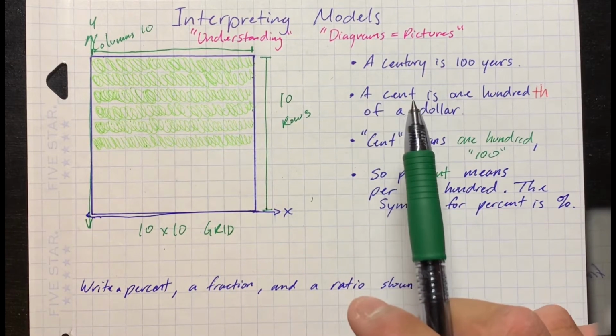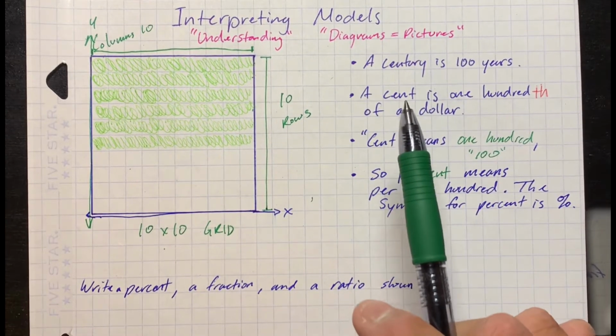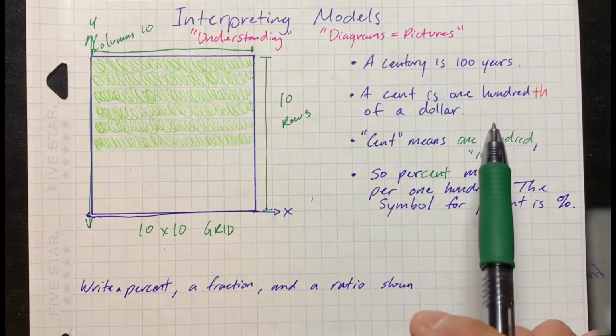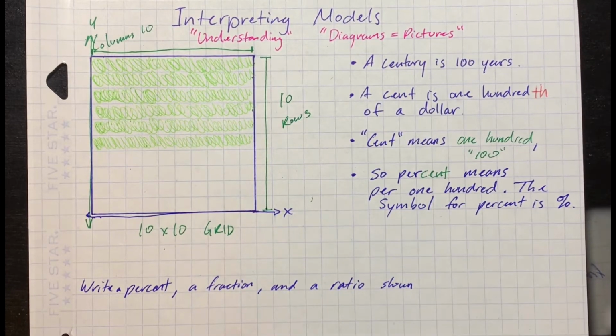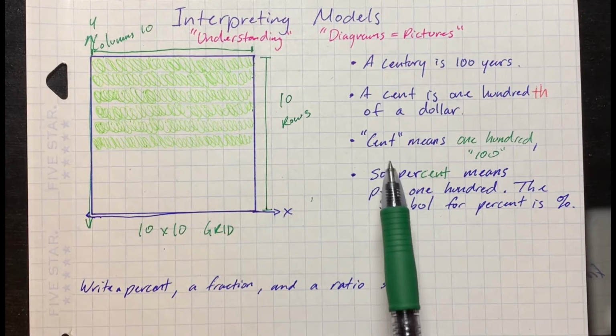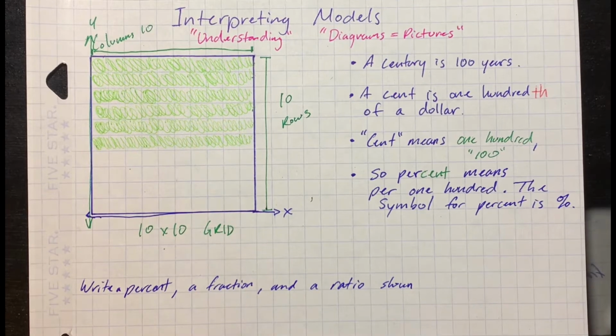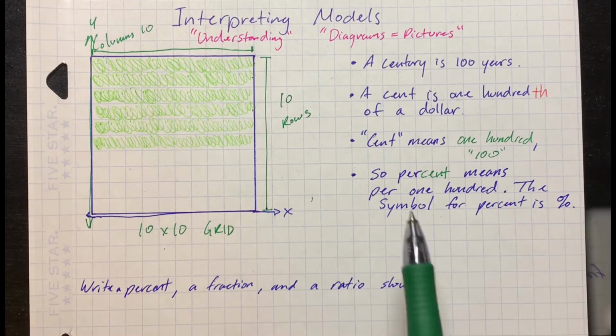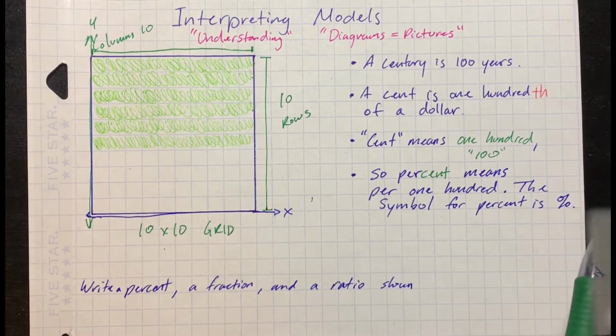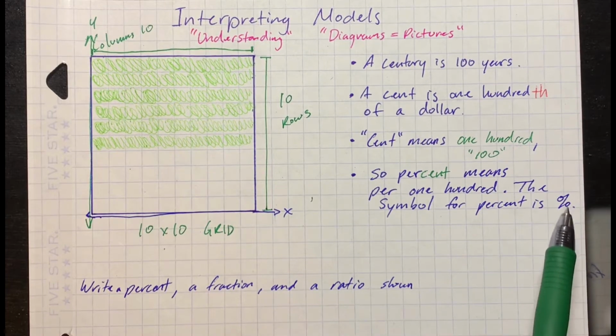A cent, like a penny. A cent is 1/100th of a dollar. So if you think about it, how many pennies are in $1? Well, the equivalent value is going to be 100 pennies. So a cent means 100. So when we say and talk about percents, what we mean is per 100. And the symbol for a percent is this percent sign.